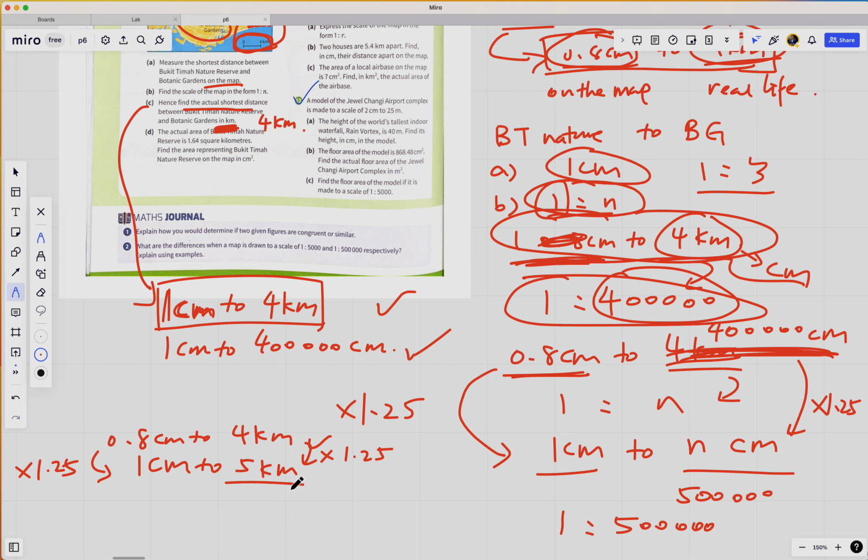5. Now the last question. The last question is more interesting. The last question is actually, they say the actual area. So we have done the distance to distance, right? Distance to distance is like length to length. Length to length. That's distance to distance.